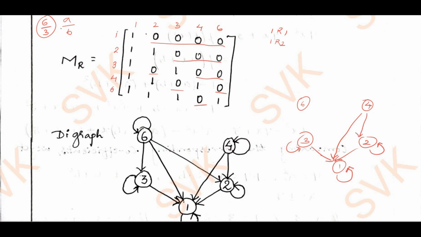Then 4 to 4 there is a relation. Draw a loop for that. Next, from 6 there is a relation to 1. Draw a line from 6 to 1.